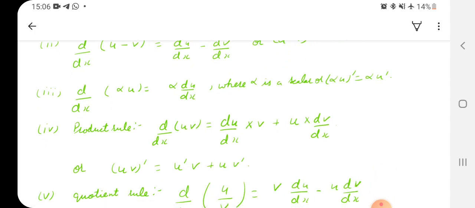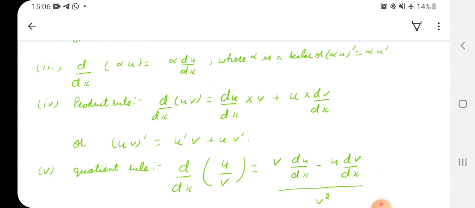The fourth rule is the product rule. Product rule means, as the name depicts, a product. That means we have a product of two functions, and how the derivative of this type of function is taken is told in this rule.